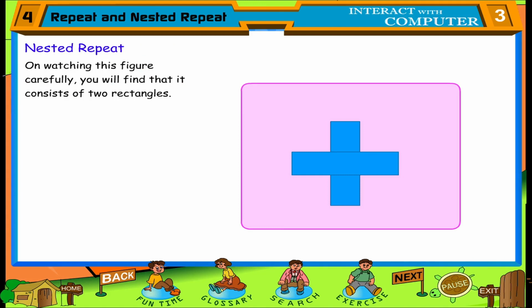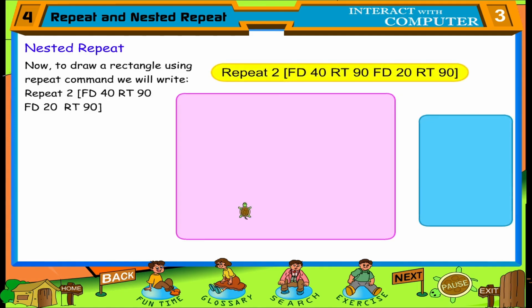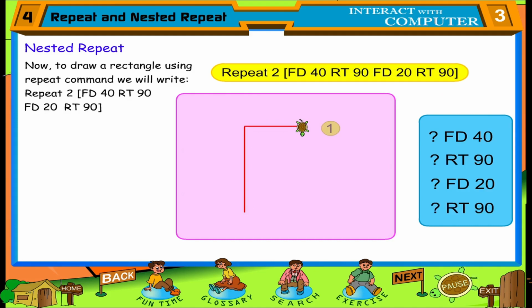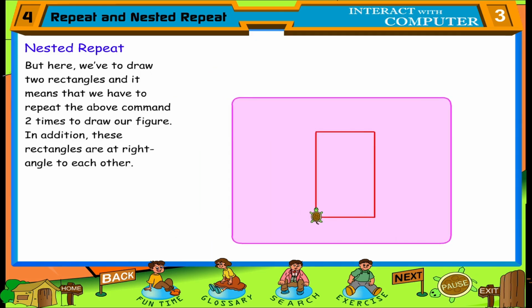Nested repeat. On watching this figure carefully, you will find that it consists of two rectangles. Now, to draw a rectangle using the repeat command, we will write repeat 2 and in a bracket FD40, RT90, FD20, RT90. But here we have to draw two rectangles, and it means that we have to repeat the above command 2 times to draw our figure.